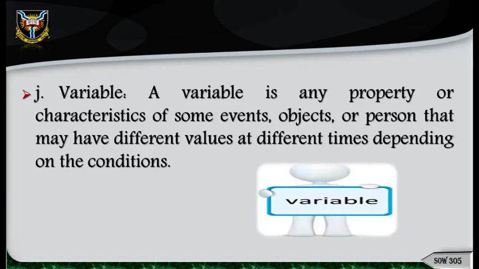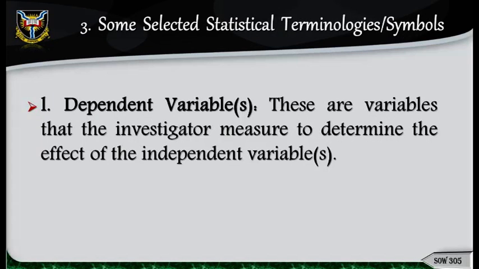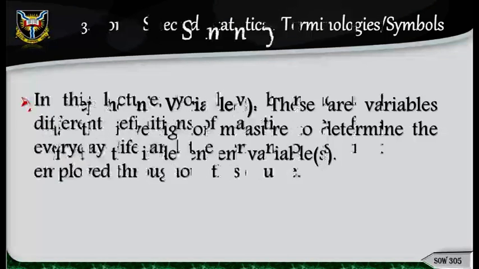J. Variable. A variable is any property or characteristic of some event, object, or person that may have different values at different times depending on the conditions. K. Independent variables. These are variables that are systematically manipulated by the investigator. L. Dependent variables. These are variables that the investigator measures to determine the effect of the independent variables.